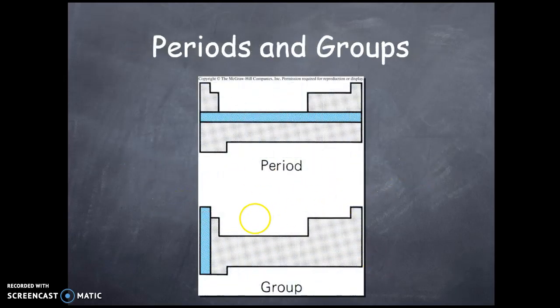You can see this blue line right here on top. That horizontal row is called a period. And this vertical blue line right here, you can see that is called a group.